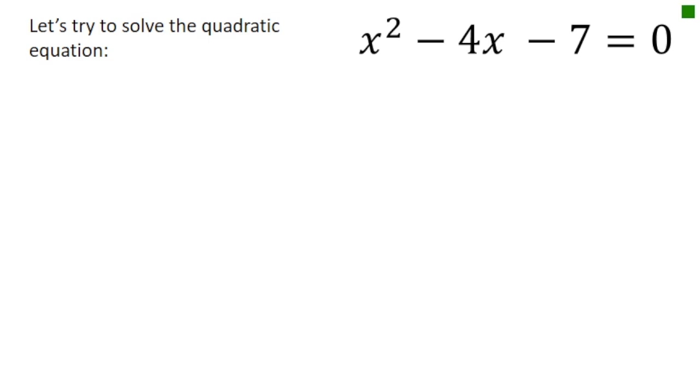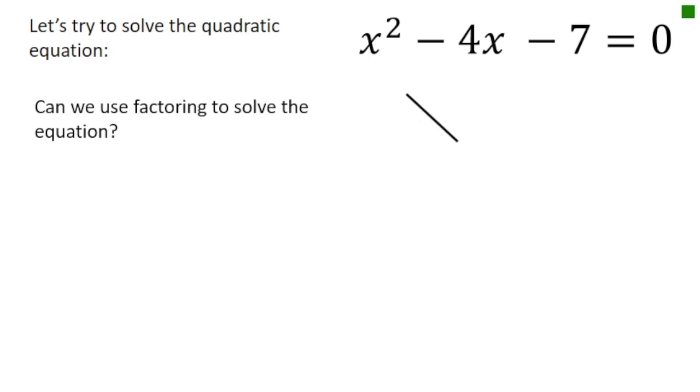The first thing we would try to do is factoring. Okay, but when you try to do factoring, put a -7 on top, -4 on the bottom, there are no factors that when multiplied will give you -7, yet when added would give you -4. So we cannot use factoring to solve.